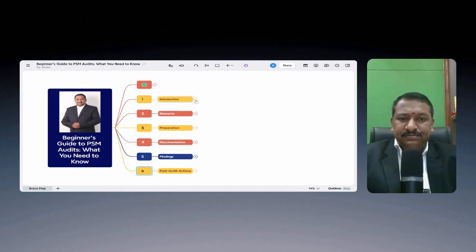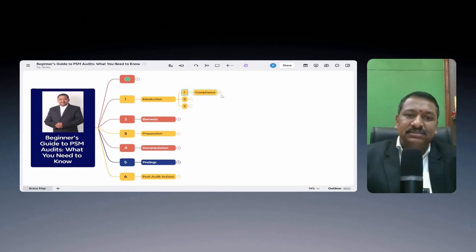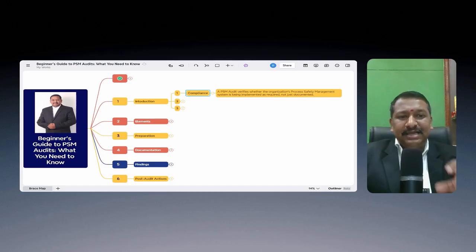So first is the introduction. In the introduction, there are three key aspects. The first is compliance. Compliance means the PSM audit verifies whether the organization's process safety management system is being implemented as required, not just documented. In some factories, it is noted that the process safety management system is only documented. In the field, it is very lagging. So the real compliance for PSM audits lies in the actual implementation in the field.